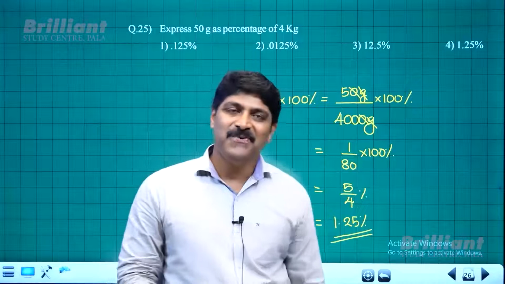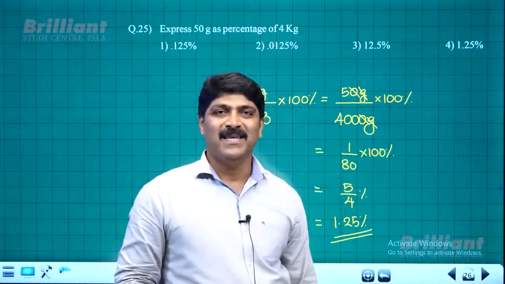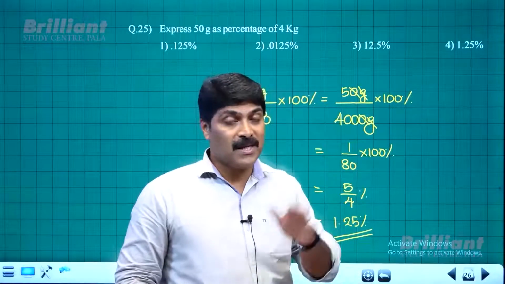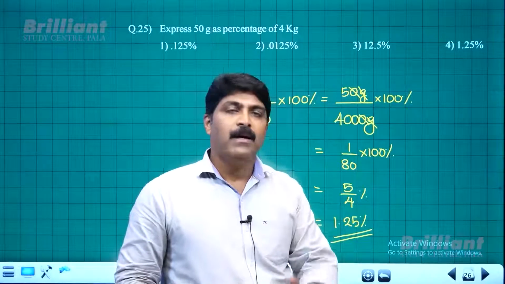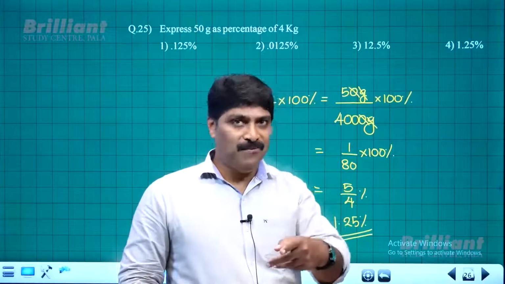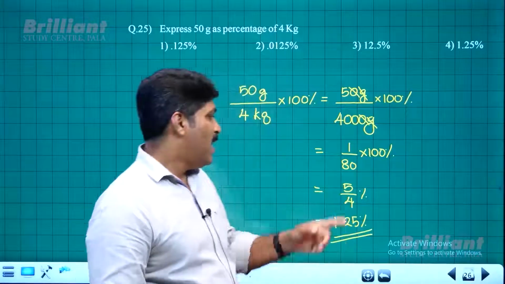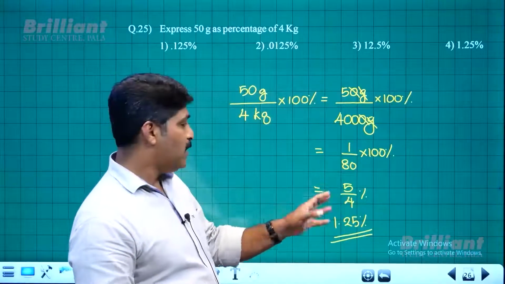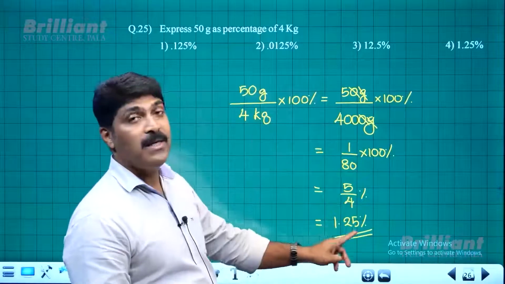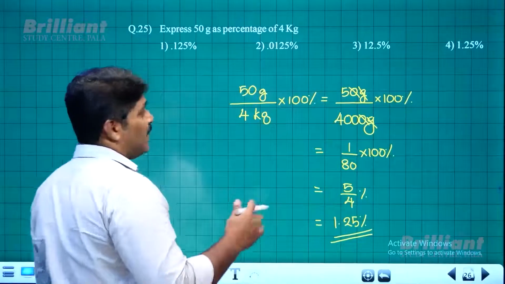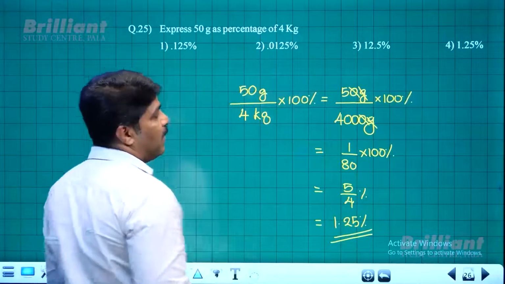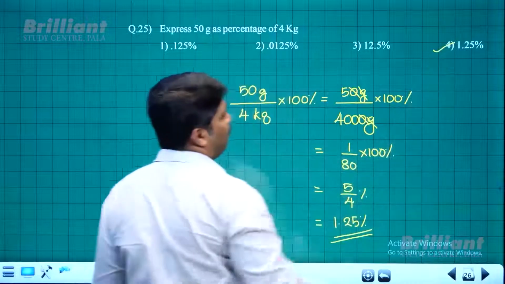Because what is 25%'s corresponding fraction? 25% corresponds to the fraction 1 by 4. Therefore 1 by 8 is its half, that is 12.5%. As 1 by 8 is 12.5%, 1 by 80 is 1.25%. Like this way we can catch the answer here. Here the answer is option 4.